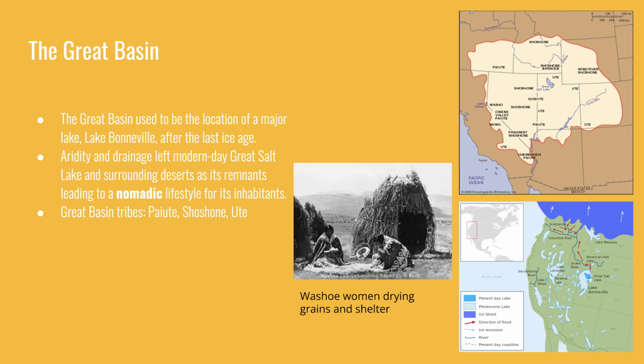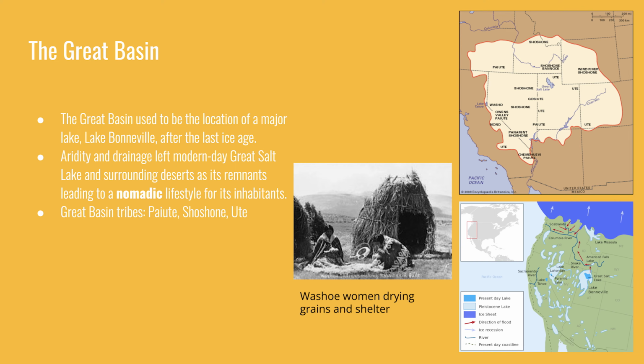Where the Great Salt Lake is now, there used to be a massive lake called Lake Bonneville, which was created as a result of the receding ice caps from the Ice Age. Once it started to dry out is when these groups became more and more nomadic. As there's less rain, there's less water in the area, there's less chance for precipitation, and so they become more nomadic to fill their food needs.